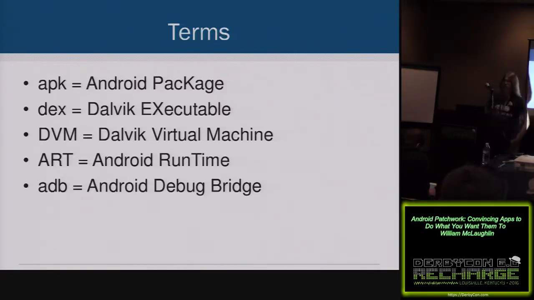ART is the Android runtime. As of Android 5.0, I believe, it has replaced the Dalvik virtual machine. A lot of changes happen there, one of which is a move from just-in-time compilation to ahead-of-time compilation. ADB is short for the Android debug bridge. This is a command line tool that lets you interact with Android emulators or hardware devices from the command line. You can do things like install packages or open a shell or push and pull files.